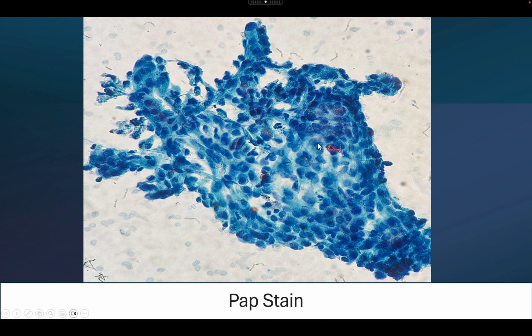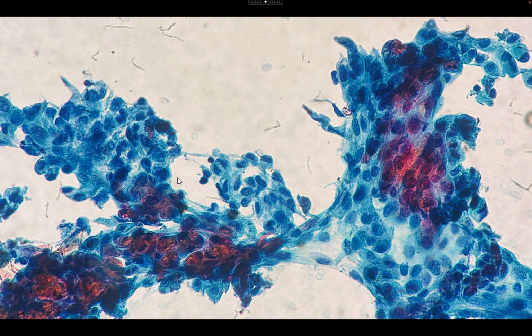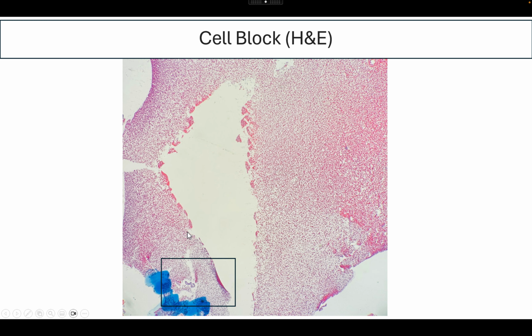So we looked for inclusions as well and nuclear grooves, but we didn't see them here, which we thought was a little bit unusual. Maybe this could be just understained right here because it was too thick, but this could suggest a papillary lesion.